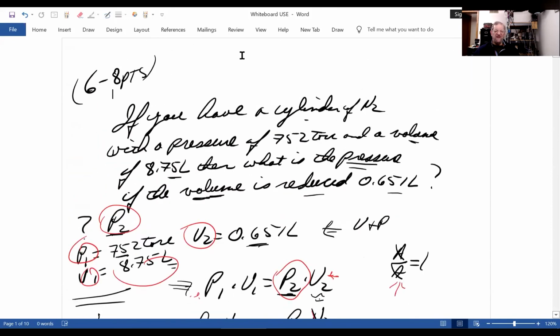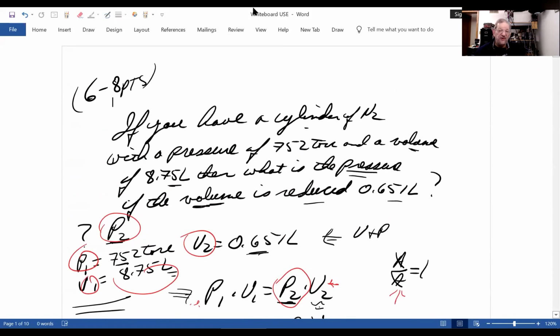I bet you never thought you were using one of the gas laws to either fill your tire or your volleyball. If you were playing volleyball, I haven't played that in eons. That was a fun game to play. We used to do that in high school and college all the time.